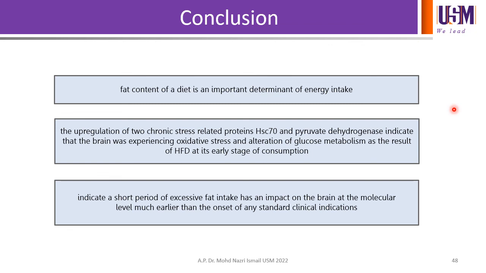So, as the conclusion, the fat content of a diet is an important determinant of energy intake. The upregulation of two chronic stress-related proteins, HSC70 and pyruvate dehydrogenase, indicates that the brain was experiencing oxidative stress and alteration of glucose metabolism as the result of HFD at its early stage of consumption. And the data also indicate a short period of excessive fat intake has an impact on the brain at the molecular level much earlier than the onset of any standard clinical indication.